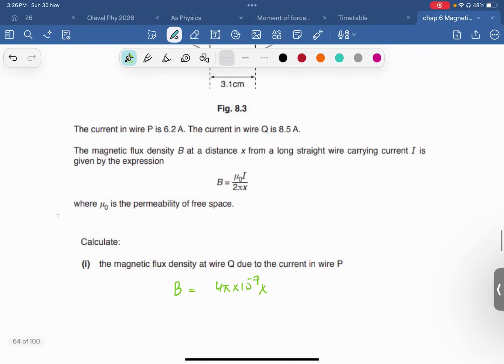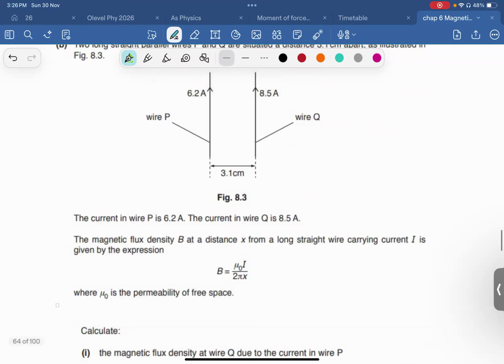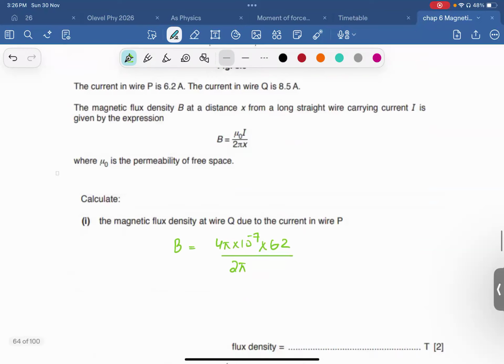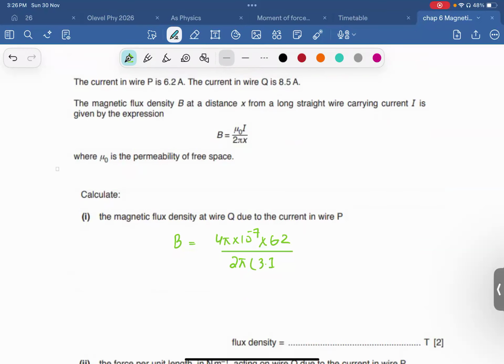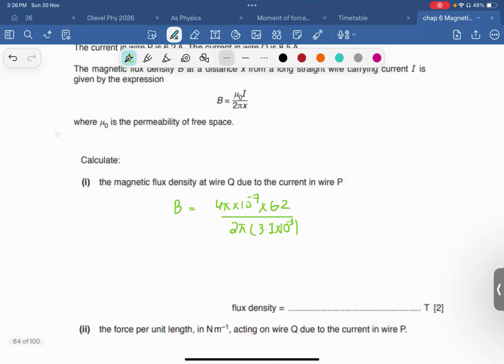So the magnetic flux density at wire Q due to the current in P. Current in P is 6.2, and then 2 pi x, right? So x is supposed to be 3.1. You have to take the current in the wire that generates the magnetic field, or that creates a force on the other wire, not the wire that you are finding the force on. Okay, fine. So please calculate the value.